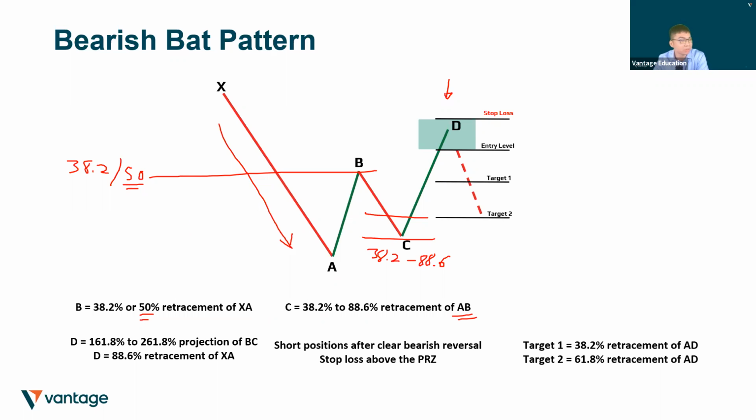So yeah, as I was saying, the pattern is completed at D and it ends around 161.8% to 261.8% projection of BC. Your short position should be considered after a clear bearish reversal, with a stop loss placed above the potential reversal zone. Target 1 for this pattern is 38.2%, with target 2 being 61.8%.